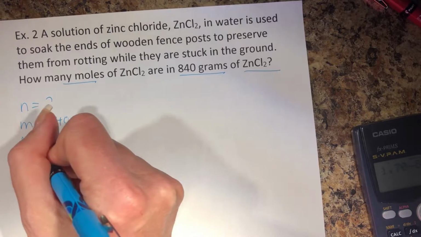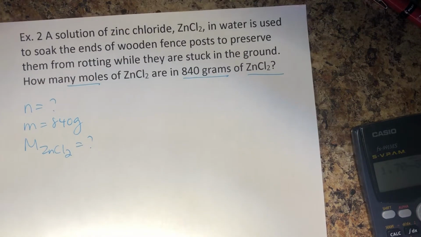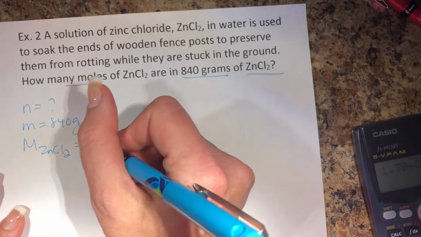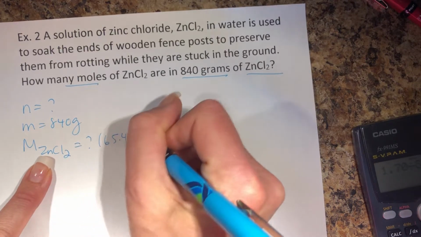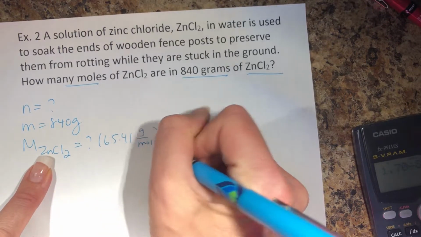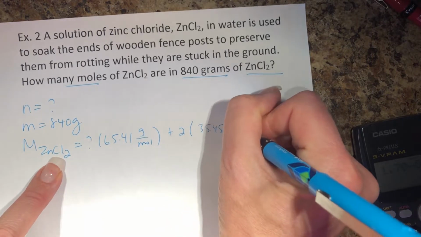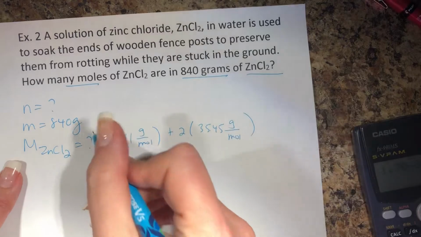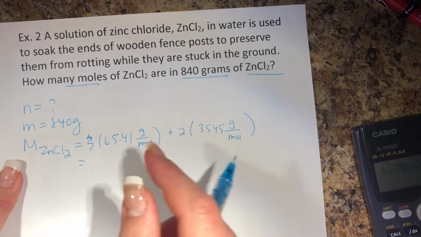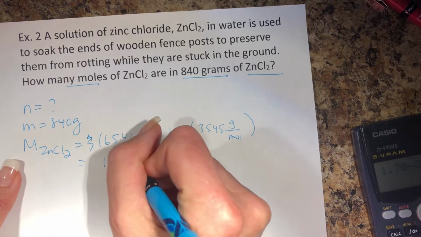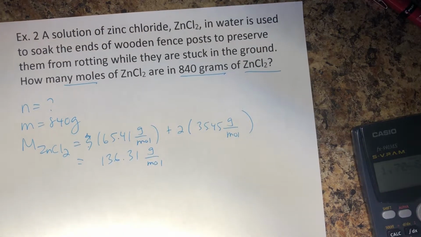So we know we need our molar mass, so let's find that. So our mass of zinc is equal to 65.41 grams per mole. And we have 2 chlorine, so 2 times 35.45 grams per mole. Okay, and multiply and add, we get 136.31 grams per mole. So we can use that in our calculation to find our moles.